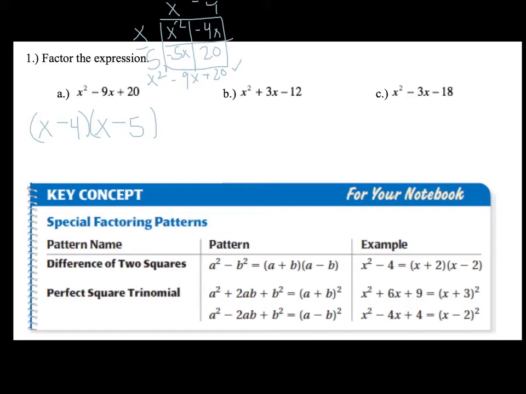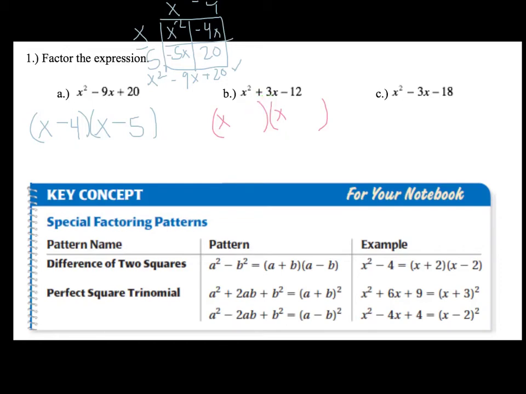On to letter B. So again, because there's 3 terms, I have a trinomial, so I know it'll factor into the product of 2 binomials. I know that my first terms have to multiply to give me this first term. So I'm thinking, what times what gives me x squared? The answer is x times x. Then I consider my last term, and I think about what I could place here and here that will multiply to negative 12, but it has to also add to positive 3.